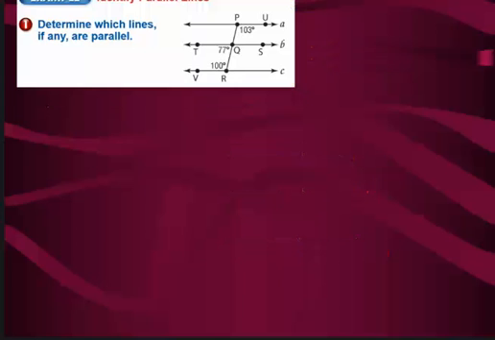Okay, so let's use some of these relationships. Identify the parallel lines. Determine which lines, if any, are parallel. So we have three lines A, B, C here, and we have a transversal PQ or QR or PR. So we have to look at these relationships here and see if anything's congruent or supplementary.